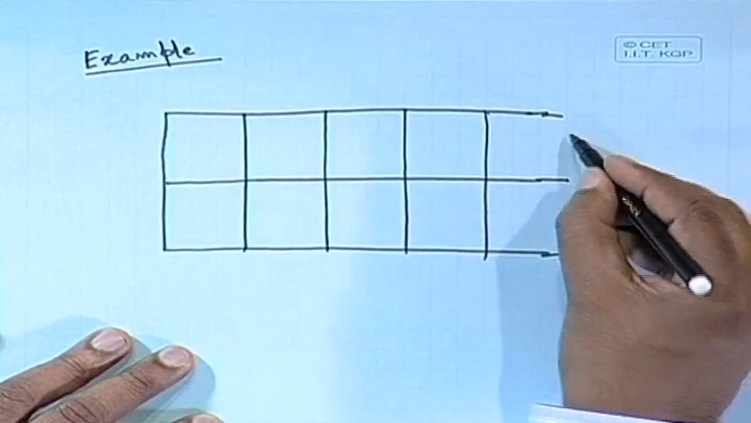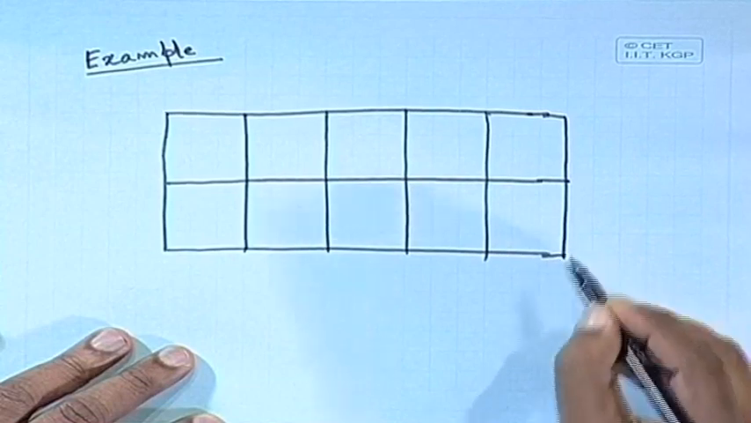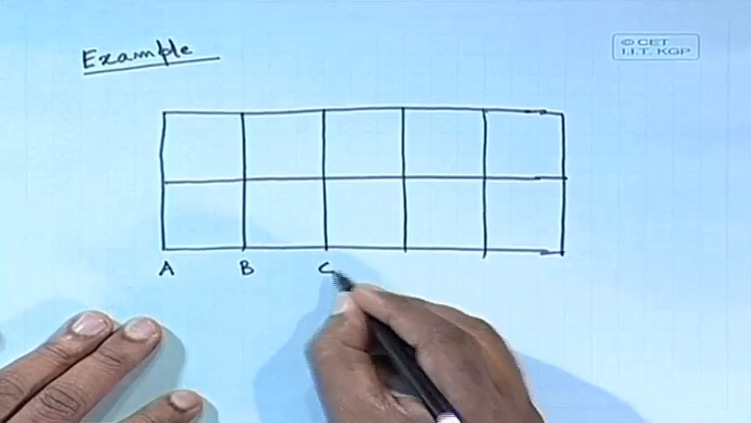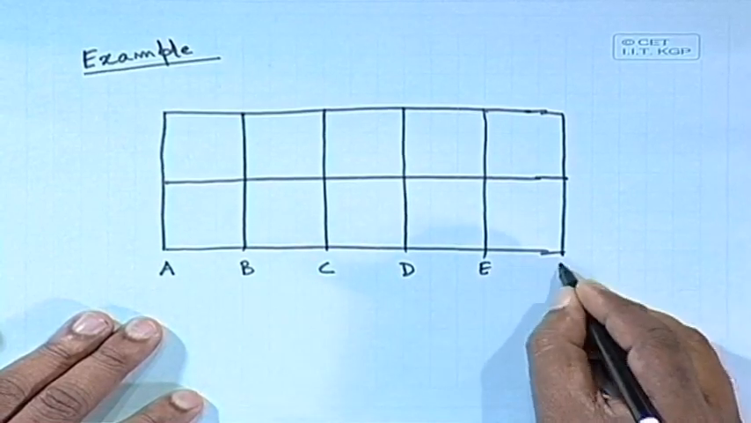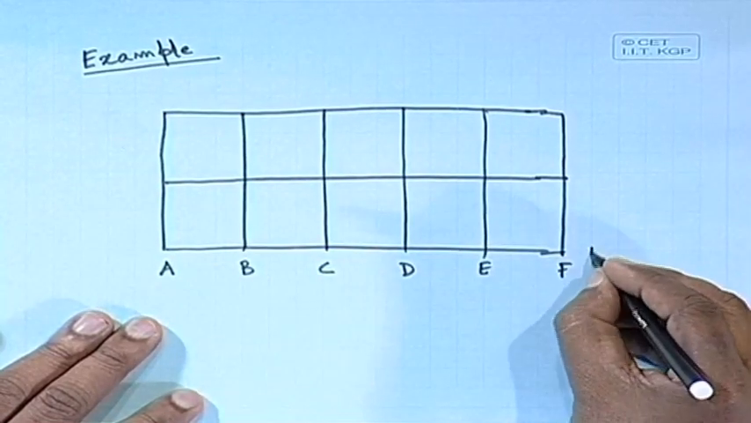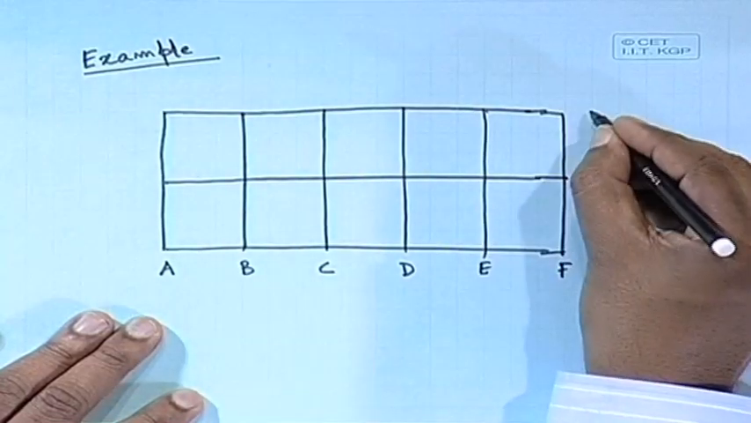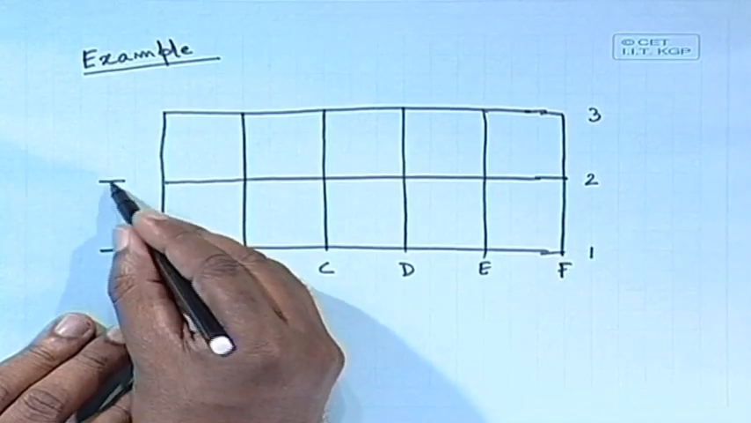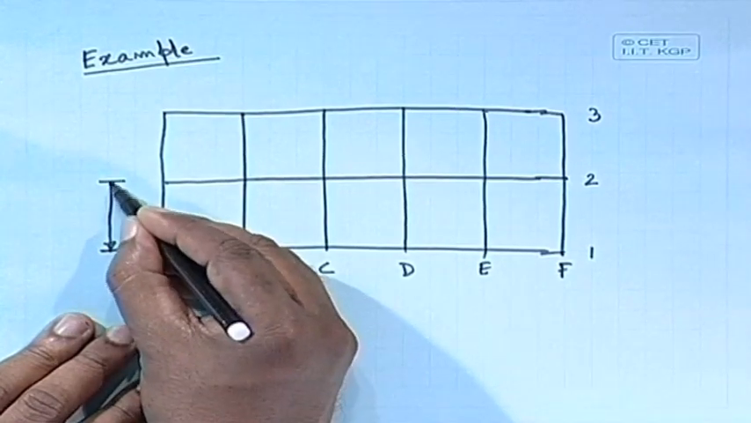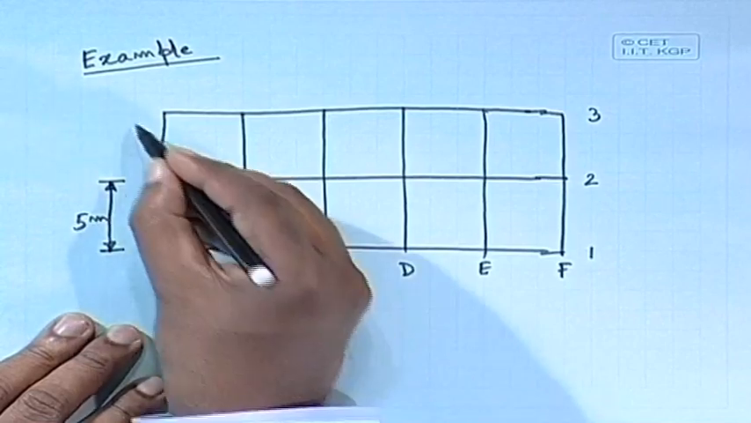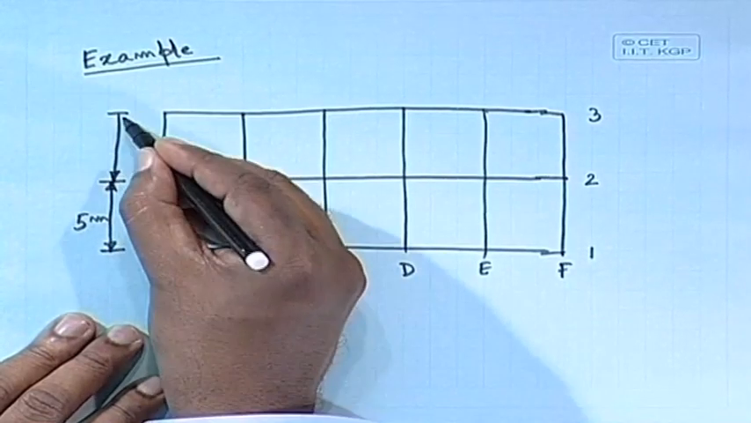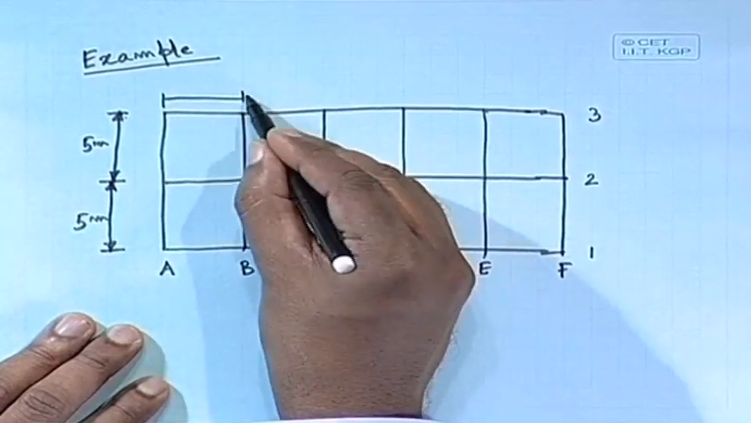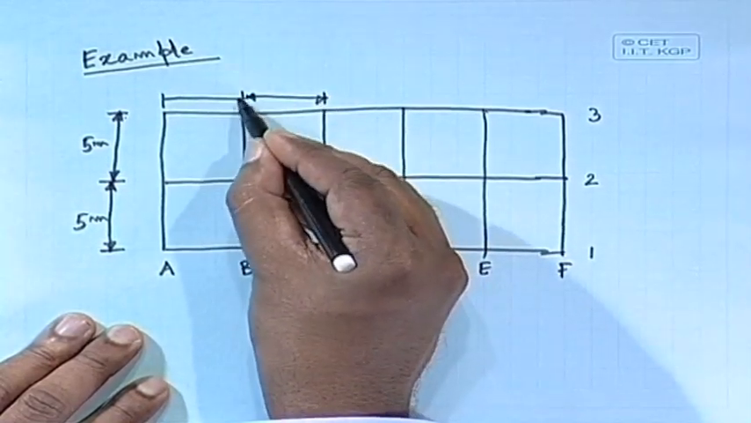I can write down this one as A, B, C, D, E, F. These are all the column positions, and on this side I can say 1, 2 and 3. This one say 5 meter, this one also 5 meter, and on this side we have a typical 4 meter.